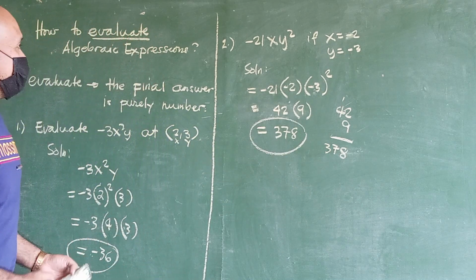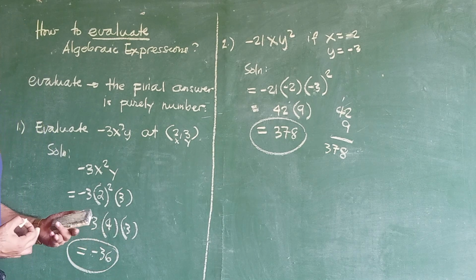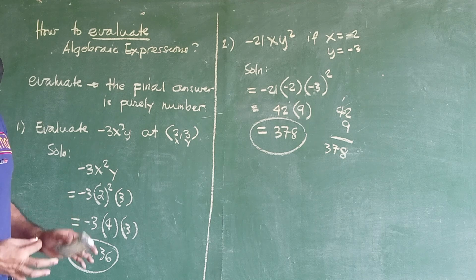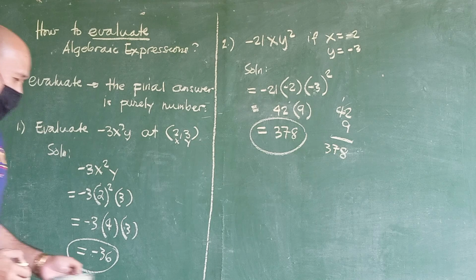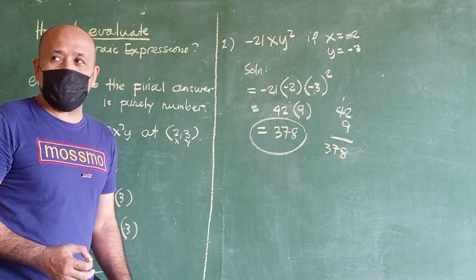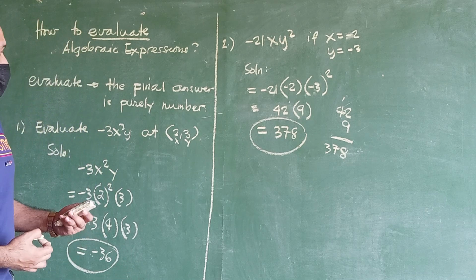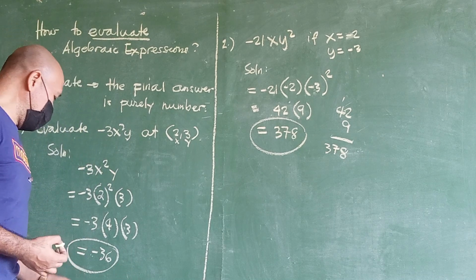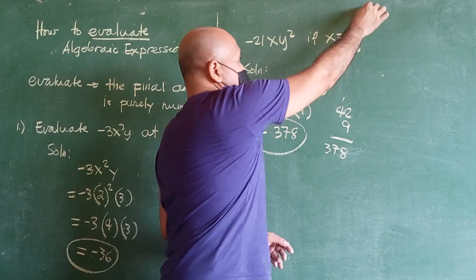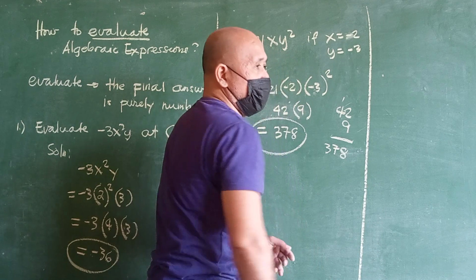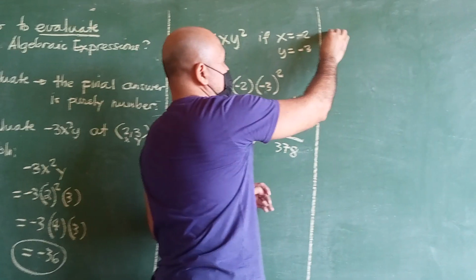So as you can see, for number 1 and number 2, we are considering algebraic expressions classified as monomial, or containing only one term. What about if the given algebraic expression has more than one term? Okay, so the same process is applied, only that in the next example, we will be considering algebraic expressions containing more than one term.